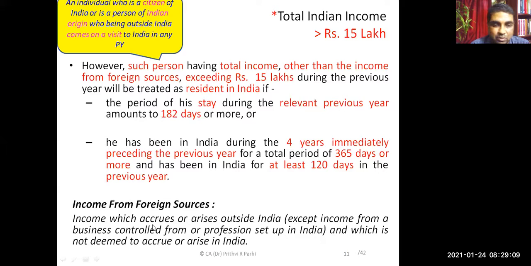And it also includes income which is not deemed to accrue or arise in India. That means if the income is accruing or arising in India, that will not be regarded as income from foreign sources. I repeat, income which accrues or arises outside India and which is not deemed to accrue or arise in India shall be regarded as income from foreign sources. Here you have to remember, if income is earned from a business which is controlled from India or from a profession which is set up in India, that will be regarded as Indian income. That is not income from foreign sources.